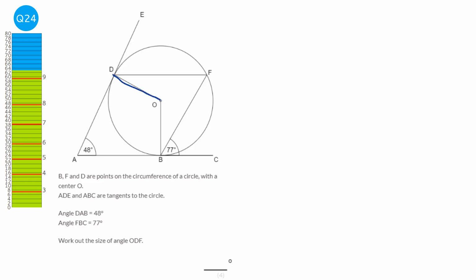So we've got two radii here and here. And whenever we've got a tangent touching a radius, it's always going to be 90 degrees. And so I'm just going to show these all on the diagram as 90 degrees. And then we're going to say angle OBC equals angle OBA equals angle ADO equals 90 degrees.